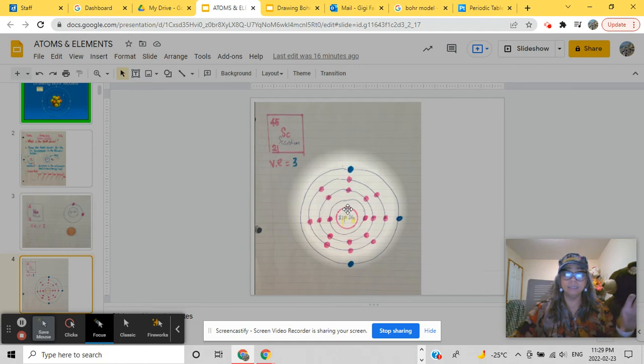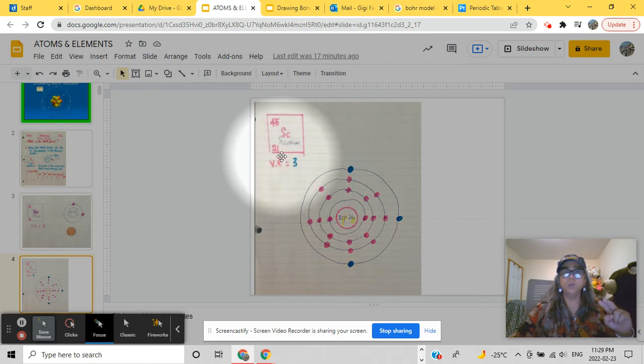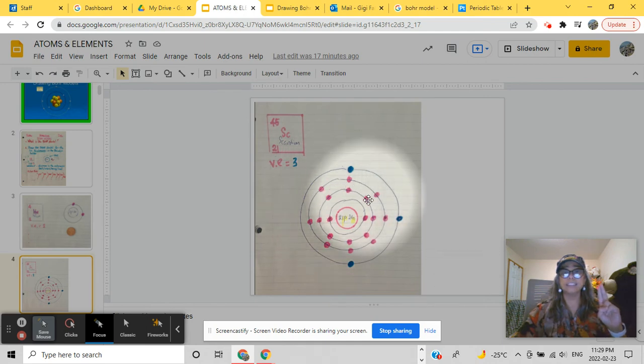Think of it as a solar system, right? The center is the nucleus, and you have all the planets. So the first energy level, how many can it accept? 2, right? So I have here 1, 2. But how many do I need to place? 21. So I just have 2 so far, right? So go on to the next shell, or energy level.